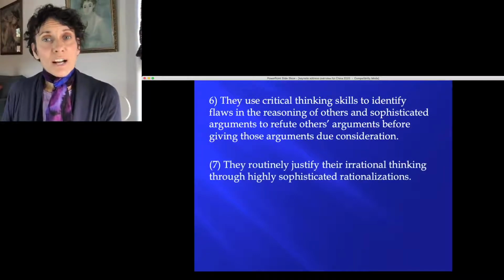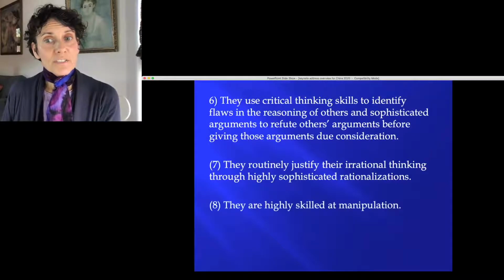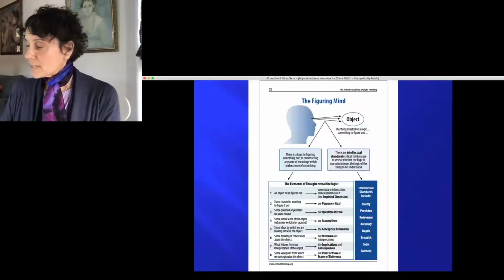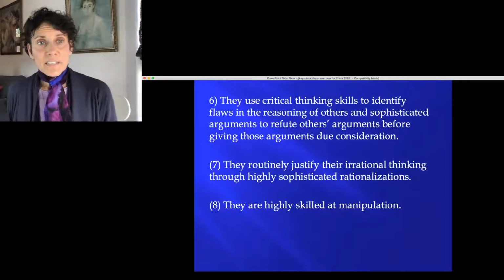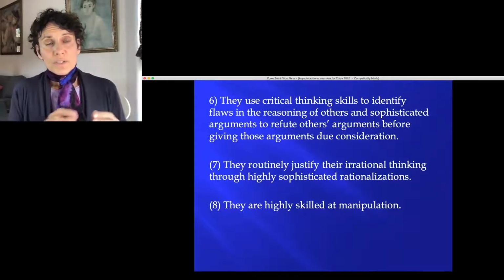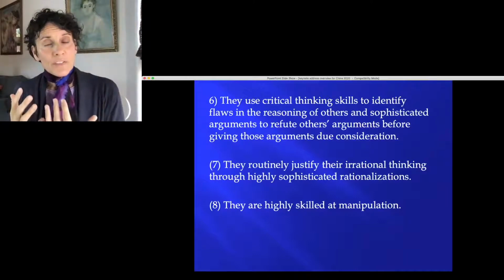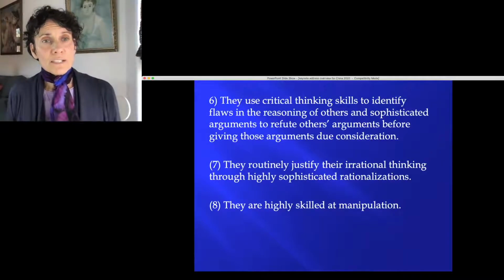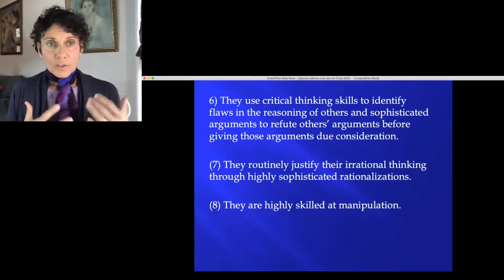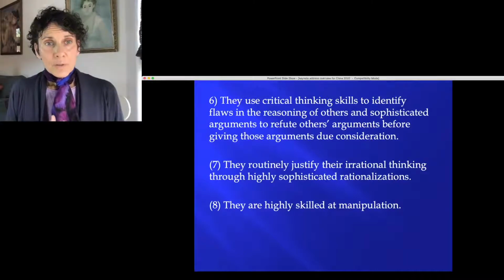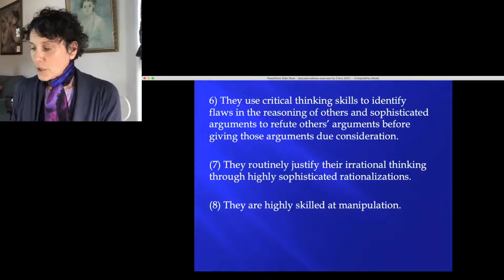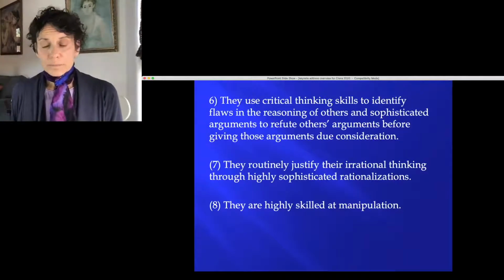They justify their irrational thinking through highly sophisticated rationalizations. They're highly skilled at manipulation. So again, this is what we want our students to avoid, and we want to move them toward fair-minded critical thinking where they are concerned with the rights and needs of others while also pursuing their own desires, and they want to help create a more rational world.